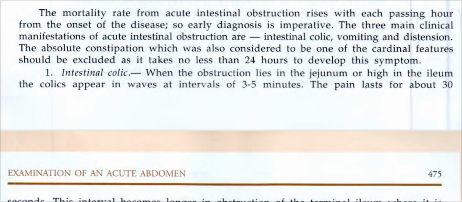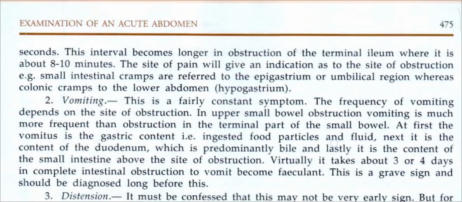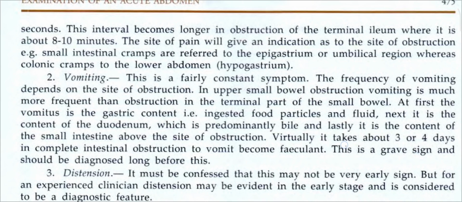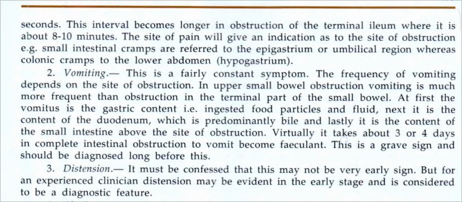Intestinal colic. When the obstruction lies in the jejunum or high in the ileum, the colic appears in waves at intervals of 3 to 5 minutes. The pain lasts for about 30 seconds. This interval becomes longer in obstruction of the terminal ileum, where it is about 8 to 10 minutes. The site of pain will give an indication as to the site of obstruction.